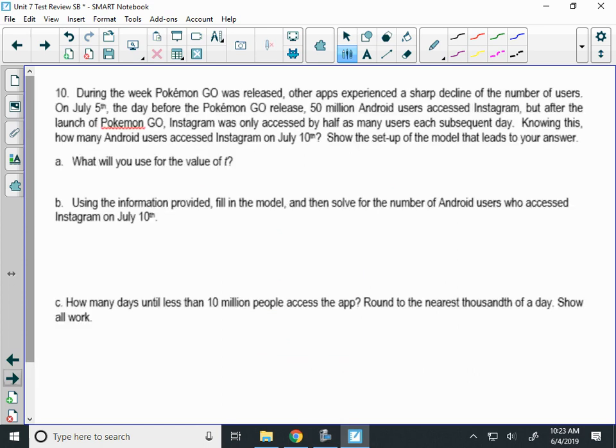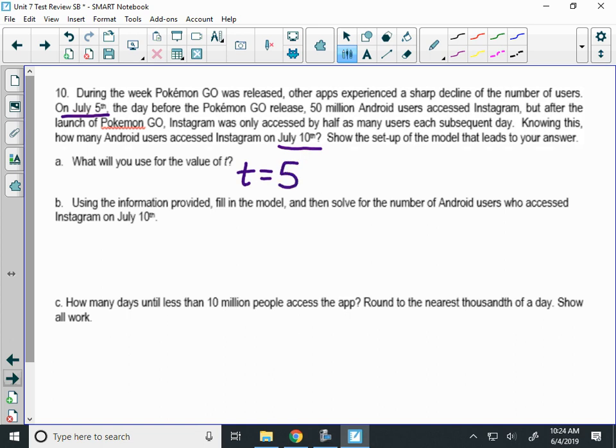Last problem. During the week Pokemon Go was released, other apps experienced a decline in the number of users. People were so into Pokemon Go that, for example, there were 50 million people on Instagram on July 5th. After Pokemon Go came, only half as many people accessed Instagram each day. So knowing this, we want to know how many people access Instagram on July 10th. Well, what's the value of t? If I start on July 5th and I'm going to July 10th, we're going to use time as 5.